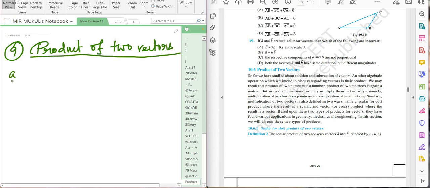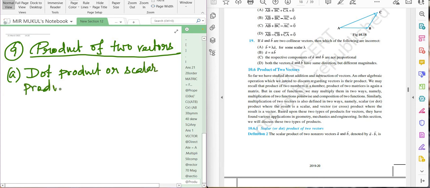Here we get two types of product. Number one, dot product or scalar product. So what is dot product? How do we find the dot product?